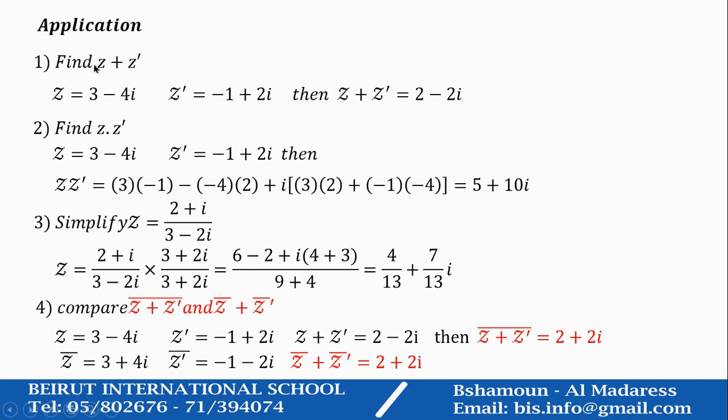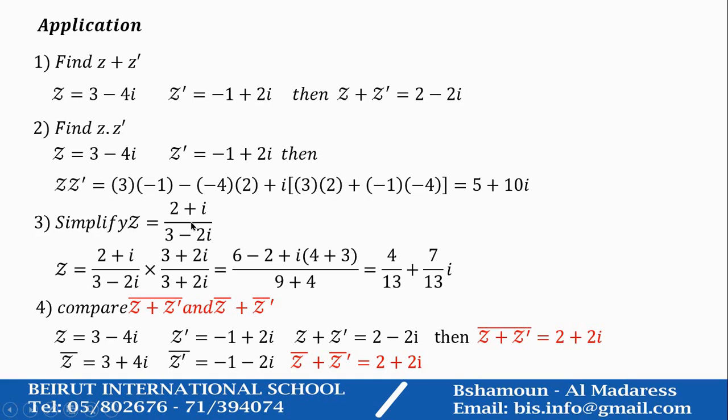Application. Find Z plus Z prime, knowing that this is Z, this is Z prime. As we said, you add the reals, you add the imaginary. You end up with the sum of complex numbers is a complex number. The product, you apply the rule: it is A A prime, 3 times minus 1, we wrote it here, plus B B prime, minus 4 times 2, plus i into A B prime, 3 times 2, plus minus 4 times minus 1, applying the rule we stated before.